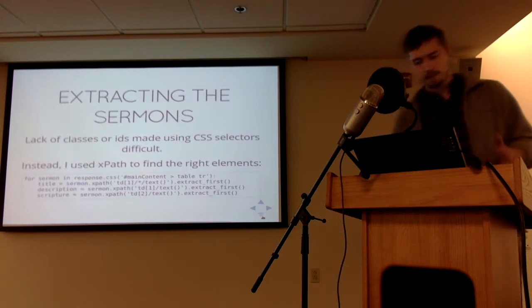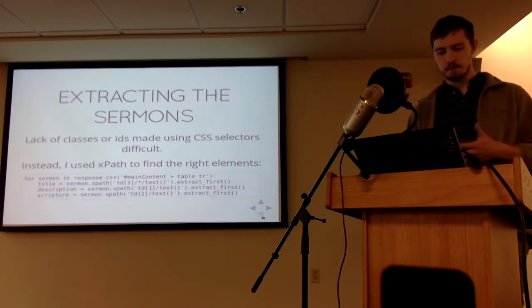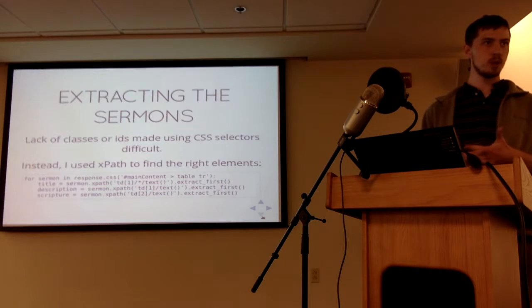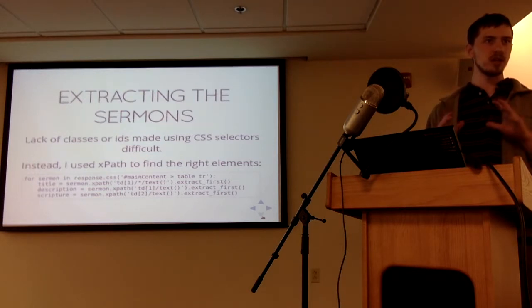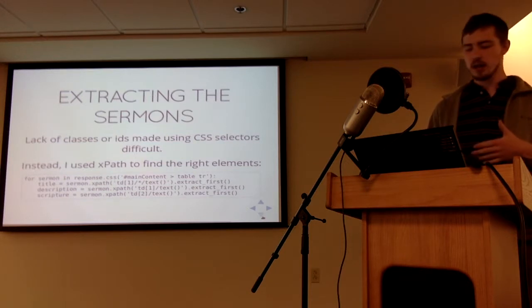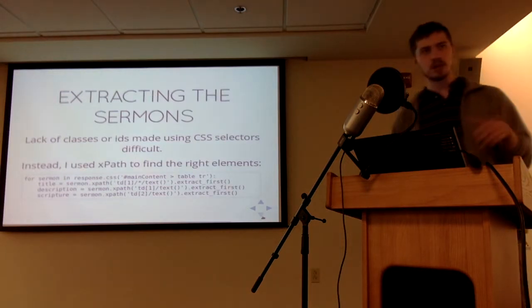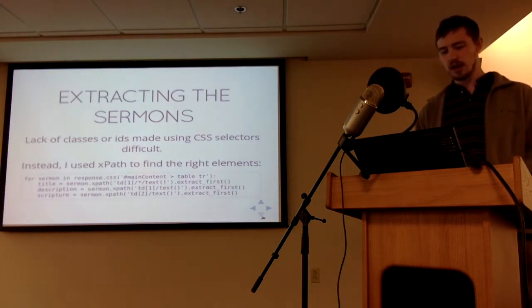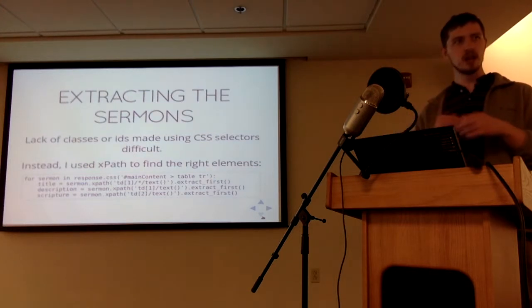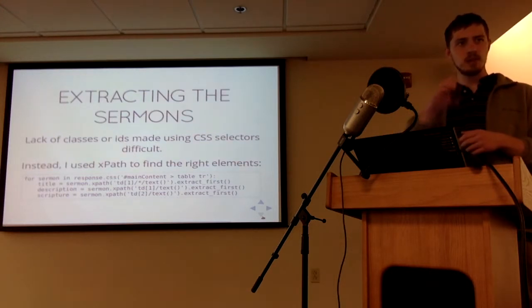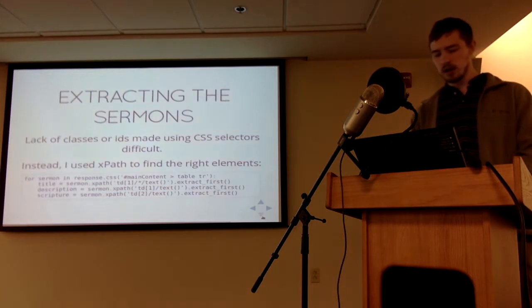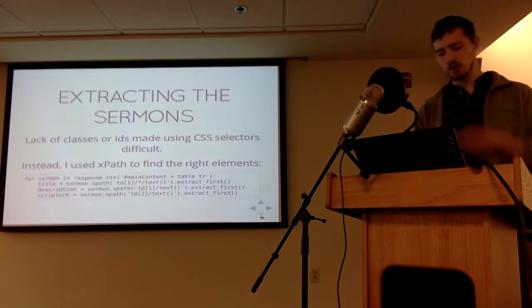So extracting the sermons was a bit difficult because, while the structure was clean, it didn't have a lot of classes or IDs that made pulling things out easy. So I used XPath, like I mentioned before. It's good for those situations where you have a repeating kind of structure, but there's no names that you could really easily pull stuff out of. And XPath lets you cope with that really easily.